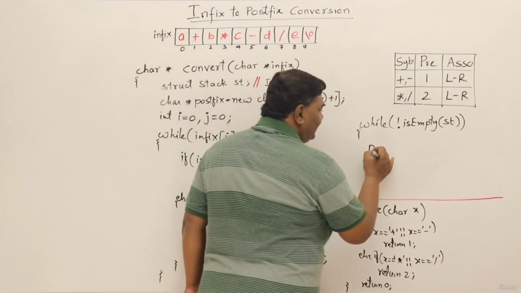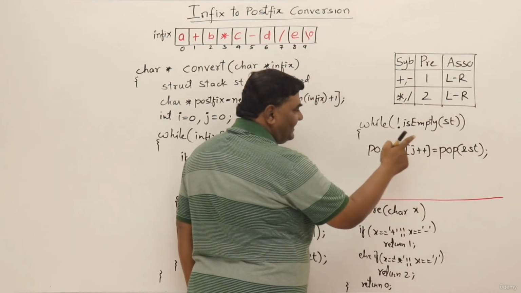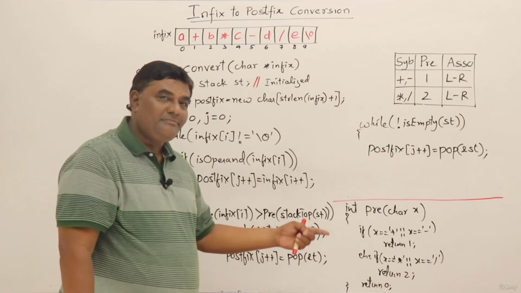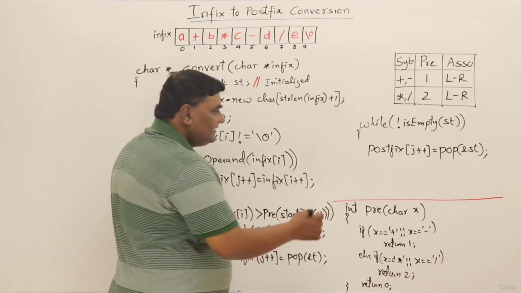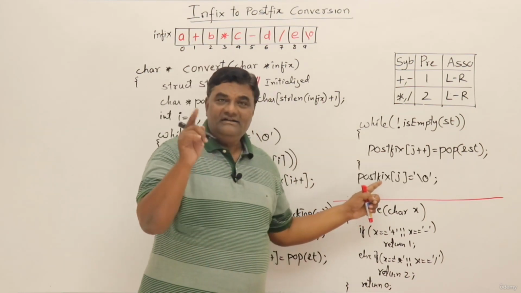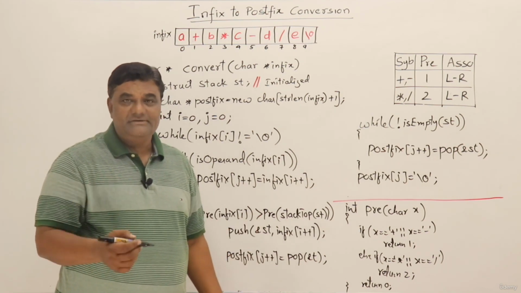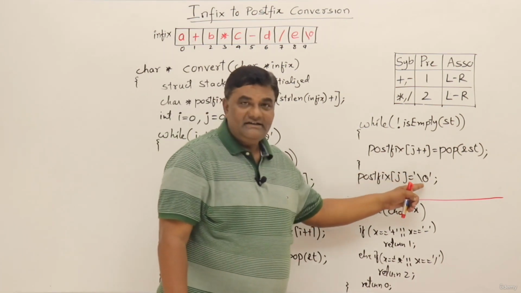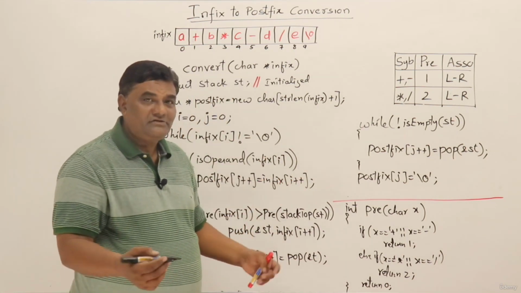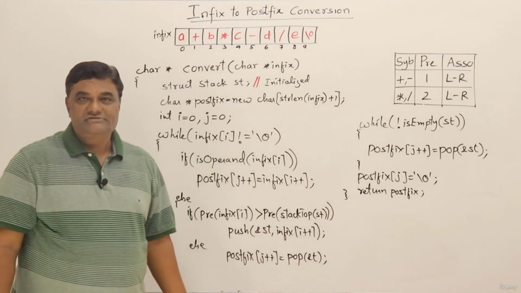What to do? Inside the postfix expression, pop out the element from the stack and add it to postfix. The stack will be containing operators. Those are popped out and added to postfix. So this loop will copy all of them. Then after copying all, I should add a null character at the end of postfix, because postfix is also a string, and a string must be terminated by a null character. That's all. We got the result. Return that postfix. So finally, postfix is returned and it is the end of the function.